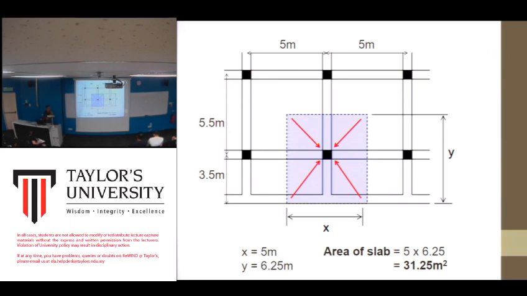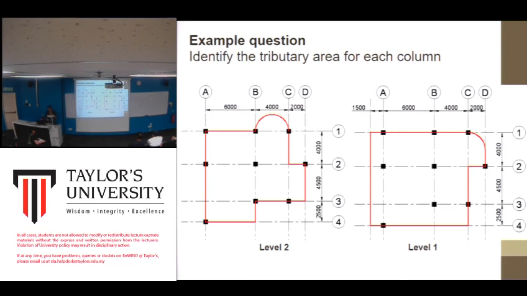Because in the end you have to do the tributary area for the whole building, not just for the column that you choose. But first, as a group, you need to do the tributary area for the whole building, just like my example afterwards, then only you choose which column that you want to work on.